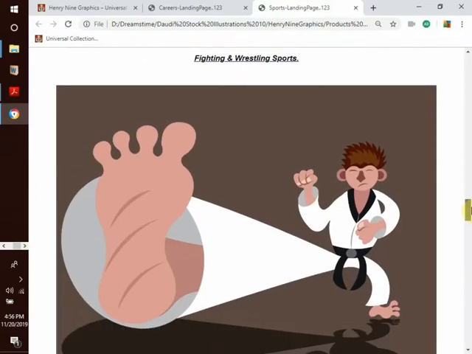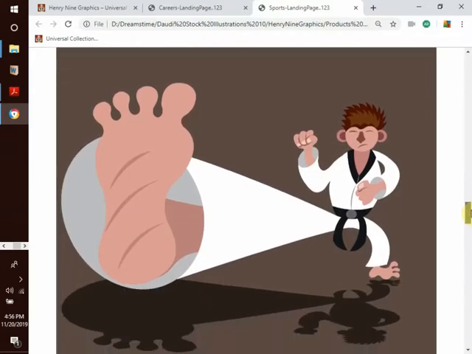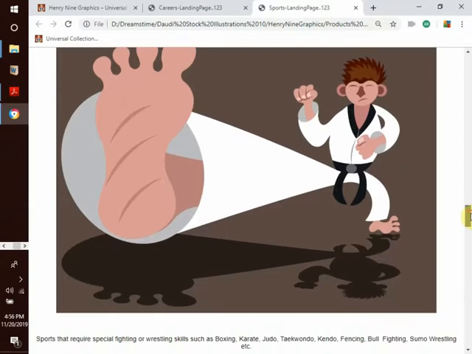We have fighting and wrestling sports. These are sports that require special fighting or wrestling skills such as boxing, karate, judo, taekwondo, kendo, fencing, bullfighting, sumo wrestling, and so much more. Maybe you are some kind of ninja or have some great fighting skills. We have something you may like.